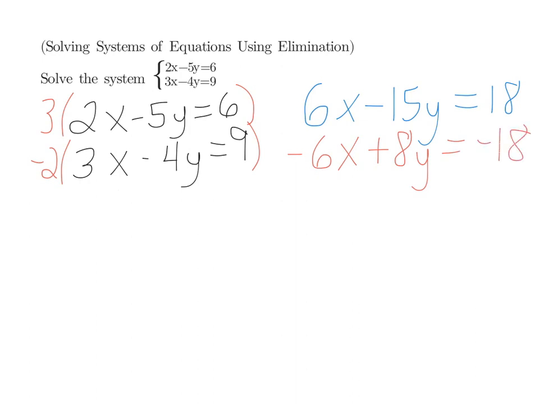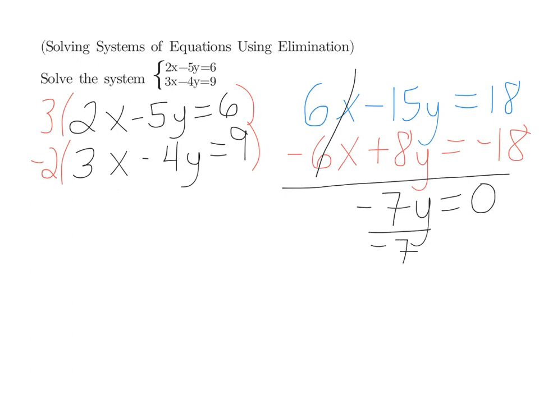Now if you notice, the positive 6x and the negative 6x are going to cancel. So you're going to add vertically. I have negative 15y plus 8y, that is negative 7y. And here I have 18 minus 18, that is 0. My last step to solve for y: since I have negative 7y, meaning it's multiplying, the opposite of multiplying by negative 7 is dividing by negative 7. So I get that y is equal to 0.